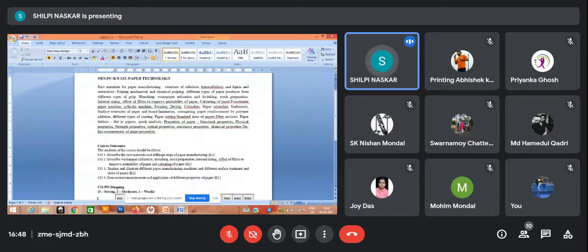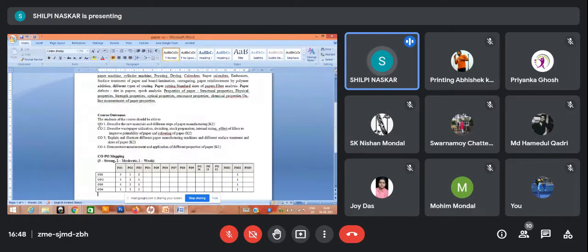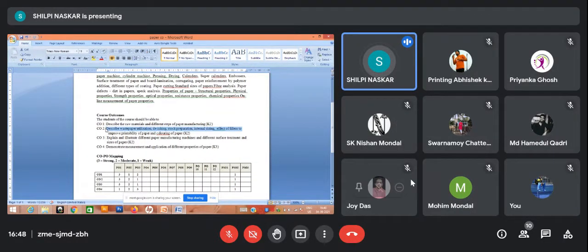Now, I hope you have come across this term, course outcomes, CO1 to CO4. Here you have four course outcomes. In CO1, you need to learn from raw material description to the different steps of paper manufacturing. In CO2, we'll be learning waste paper utilization, de-inking, stock preparation, internal sizing, and the effect of fillers to improve printability. In CO3, explain and illustrate different paper manufacturing machines and different surface treatments. And CO4, demonstrate measurement and application of different properties of paper. So in these four COs, your syllabus is divided.